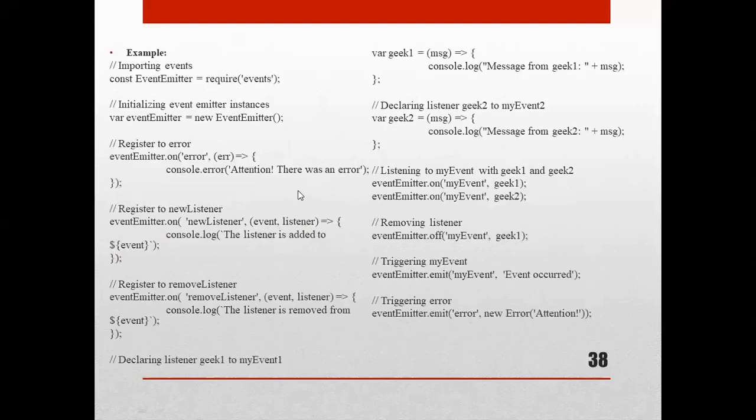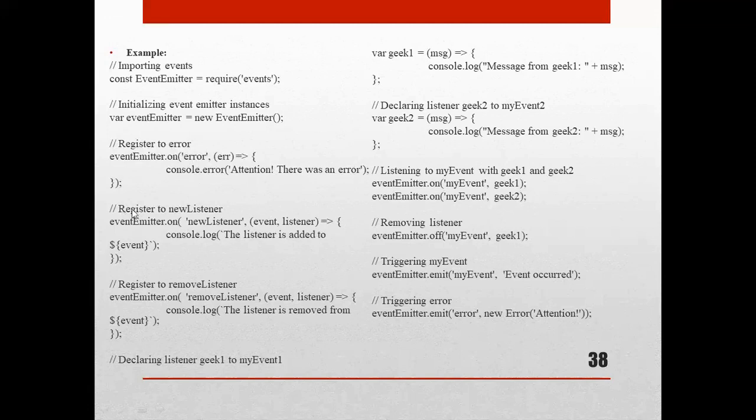We will see the example for all these: registering for newListener, registering for removeListener. Here, first we have to import events: const EventEmitter equals require events, where events is the module. Then initialize the event emitter instance: eventEmitter equals new EventEmitter. Then we have to register to error, like eventEmitter.on error, and the listener contains one message to print, console.error attention there was an error. This is the way we register to error.